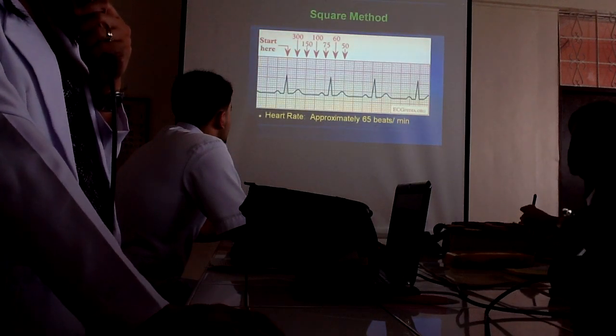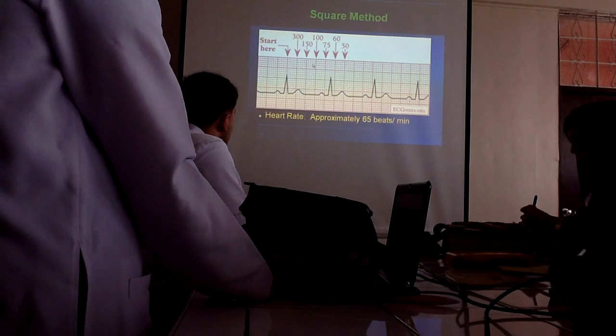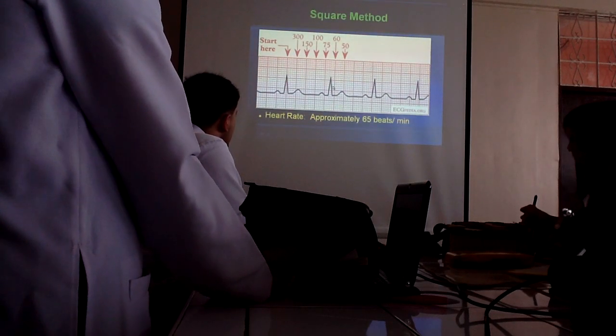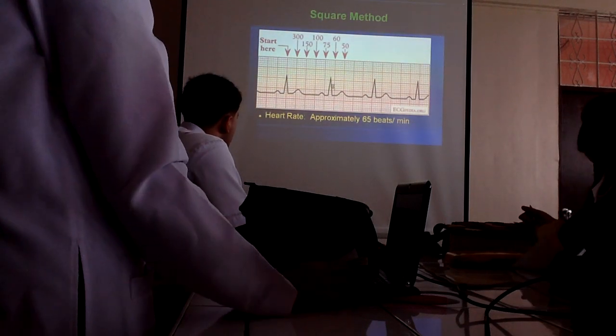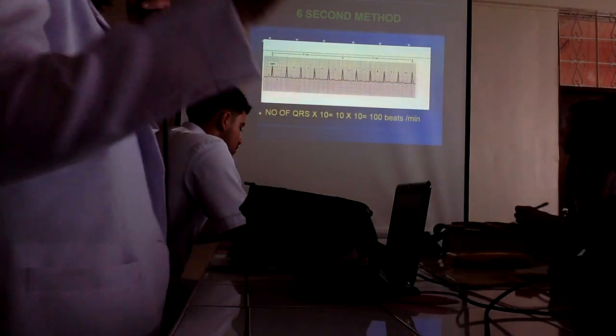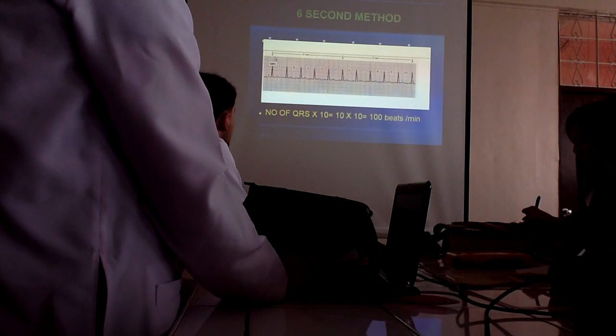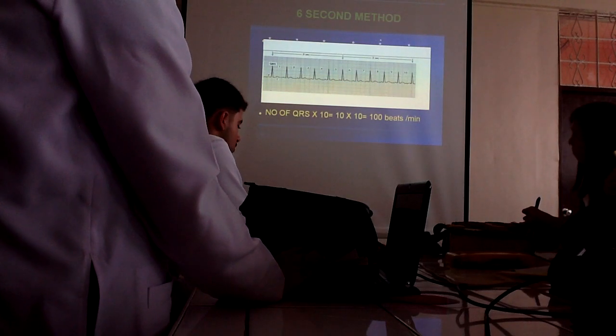Did you understand? 300, that one you have to memorize. 300, 150, 100, 75, 60, and 50. So that is the square method. Now you also have what you call the 6-second method. On top of your ECG strips, there are actually markers, like tiny dots. You can see it here, that's why I showed it there on top.